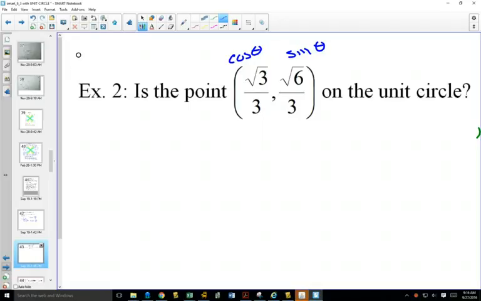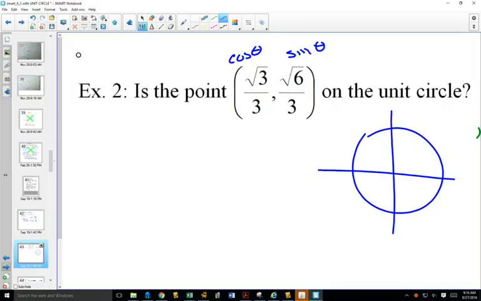Well, root 3 over 3 is tan of a certain angle. But that doesn't mean, if we draw out our unit circle and we're looking at all the points that go along here, root 3 over 3 is some sort of decimal. I'm not sure exactly what decimal it is, 0.5 something or 0.6 something. But if you look on your unit circle from 0 to 1, is it possible to have root 3 over 3? It's between 0 and 1, so the answer is yes. It is possible to have that value. That value would be somewhere.